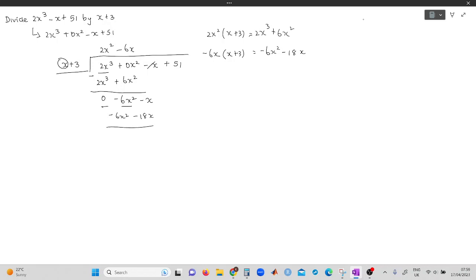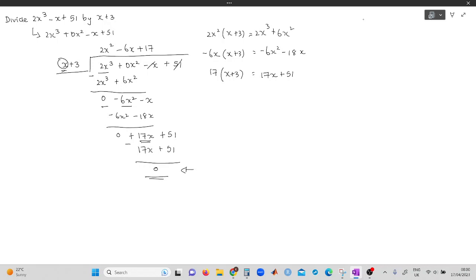Now to subtract: minus 6 subtract 6 gives me 0. And here, I have minus x subtract minus 18x, which makes plus 17x. I will bring down the 51 here and then I will divide. So 17x, the first term here divided by the first term here, gives me plus 17. Then I will multiply 17 by the dividing factor again, which gives me 17x plus 51. So here, we find that the remainder is 0.